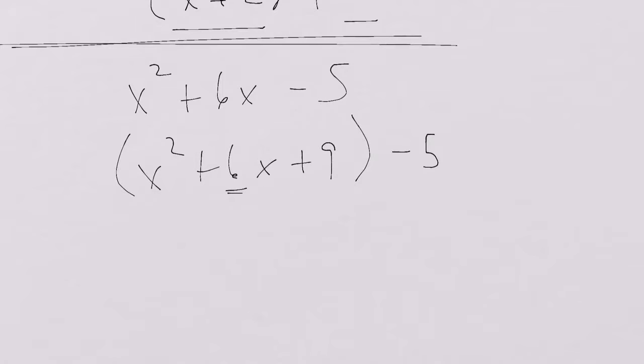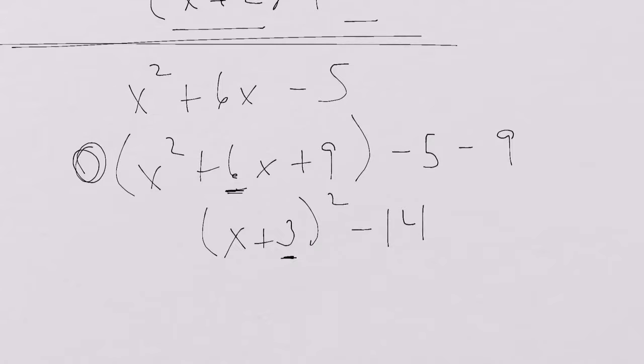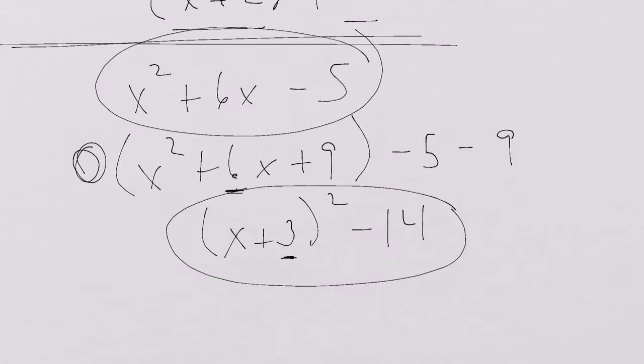So if I add a 9, that means out here I'd have to subtract 9. No negative out here on this one. So I'd have x plus 3 squared. Again, this number that goes here is always half of that value, minus 14. So this equation is equivalent to this equation. This one is in quadratic form, how they define a quadratic equation, ax squared plus bx plus c. This one is how they define the standard form of a quadratic equation.